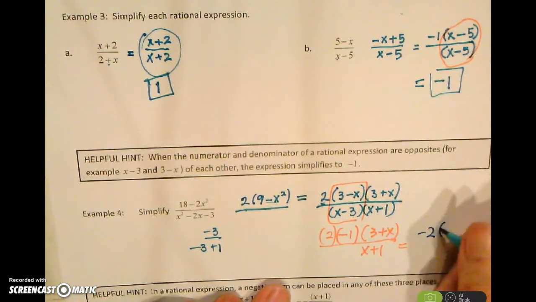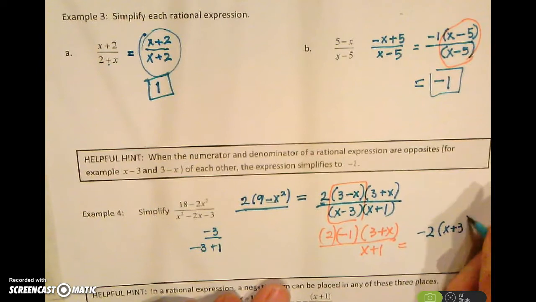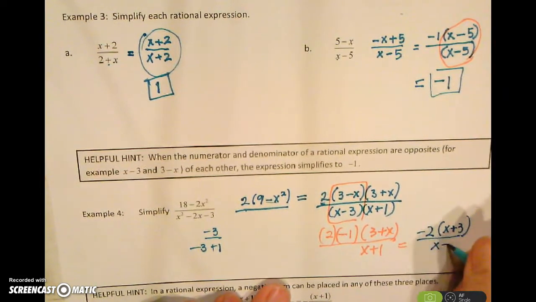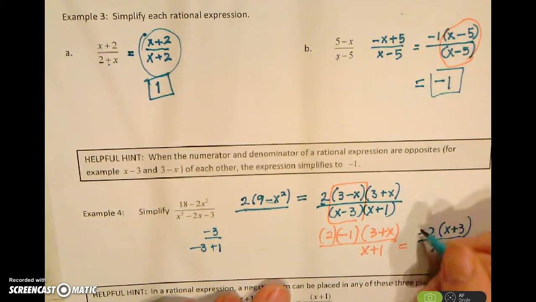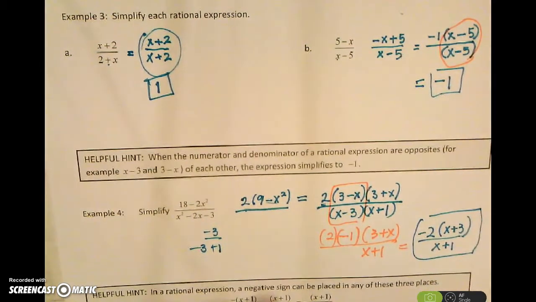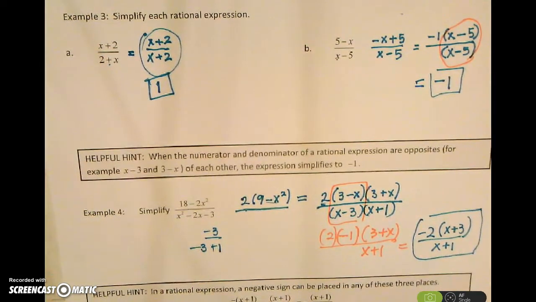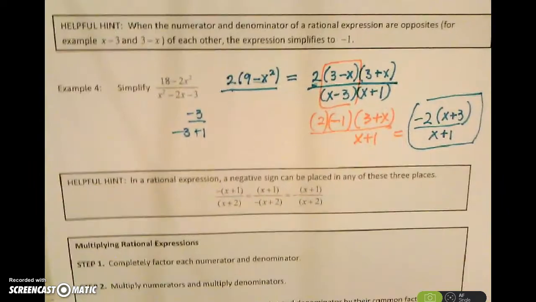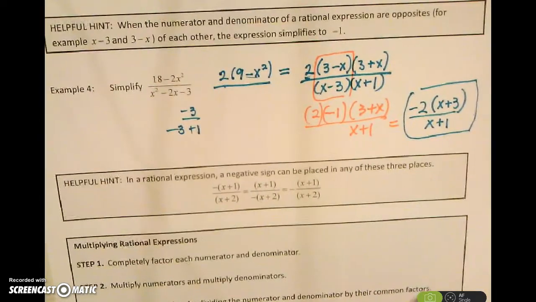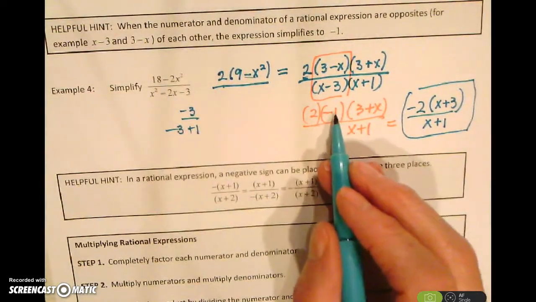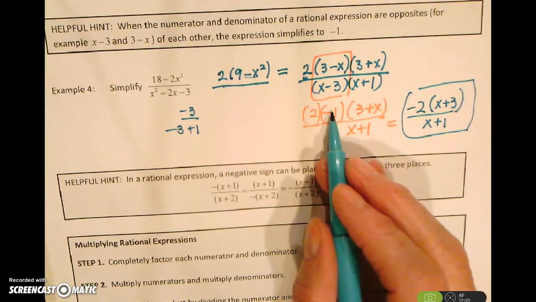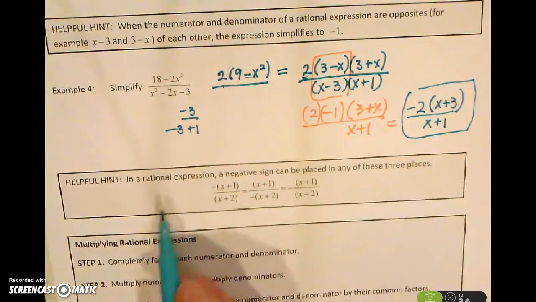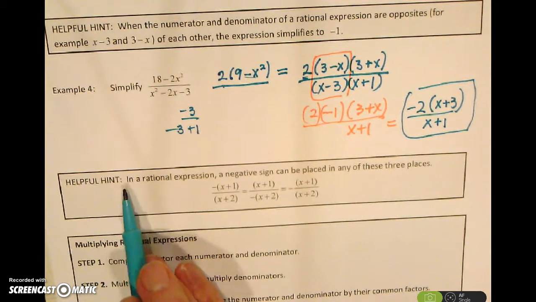And I'm going to put the x plus 3 this way. So I'm going to reverse that order. And then over x plus 1. I like to have the x in front. And that's going to be my answer. Now, as I write this, you're going to think, where do I put the negative? I have this negative 1. Where do I put it? Do I put it here where I put it, or down there? Where do I put it? And here's the helpful hint.